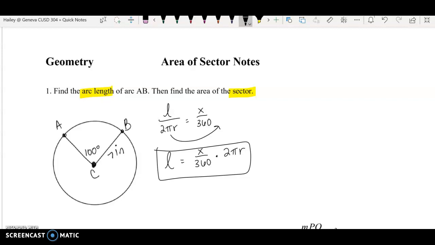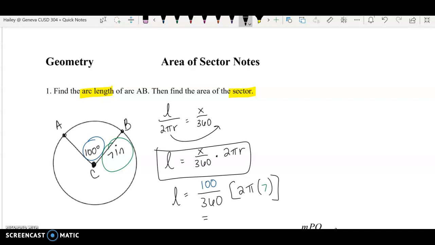Okay, so remember L stands for arc length. Our x has to do with our central angle, which in this case is 100. And then we're going to take that fraction and multiply it by 2 pi times our radius. And our radius in this case is 7. Okay, so at this point, pretty much everything that we're doing is going to be calculator related.